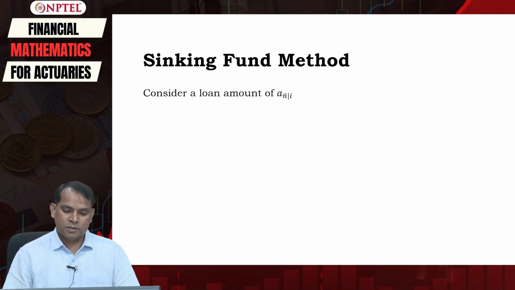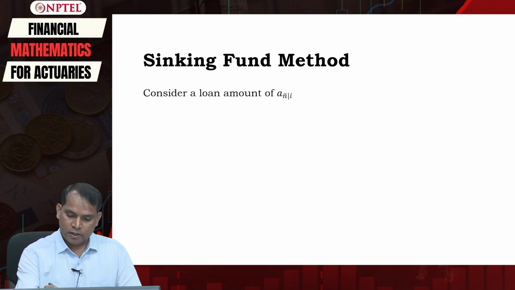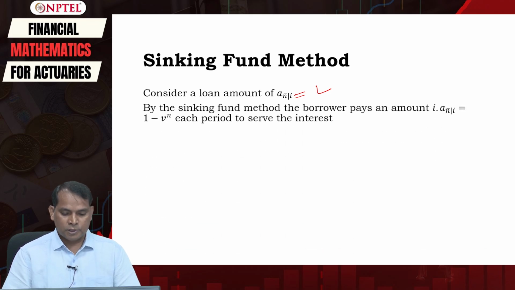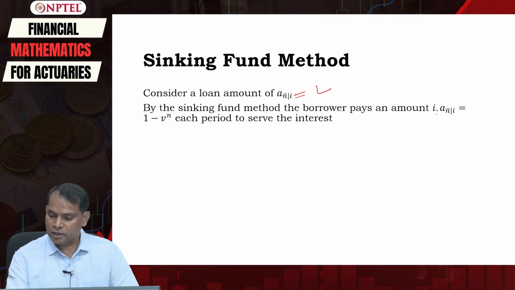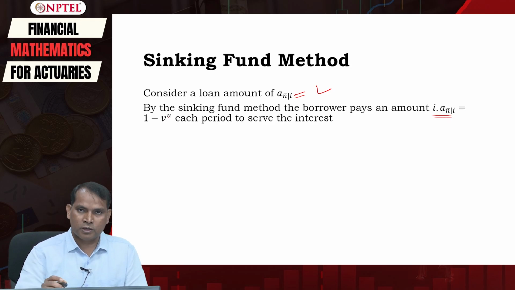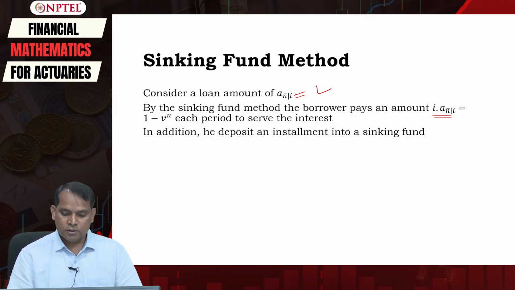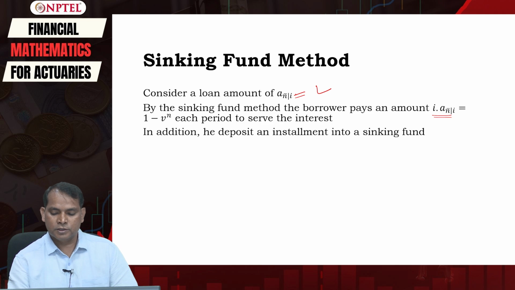Let us now understand it more formally. Consider a loan amount of a angle n at i. This can also be seen as the initial loan amount L, and by the sinking fund method the borrower pays each period an amount equal to the interest rate times this amount, that is i times a angle n, which equals 1 minus v to the power n, as we have already seen in the amortization schedule, to service the interest. In addition, he deposits an installment into the sinking fund.